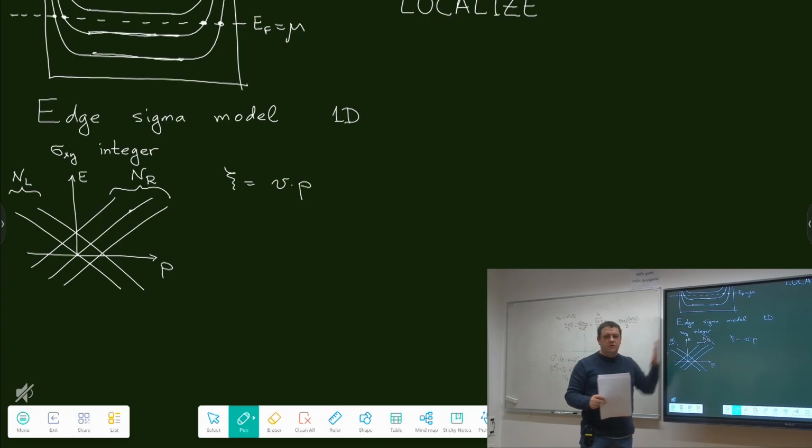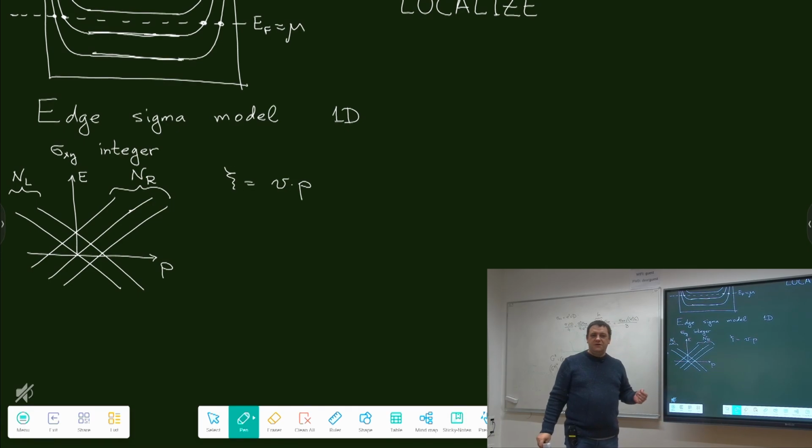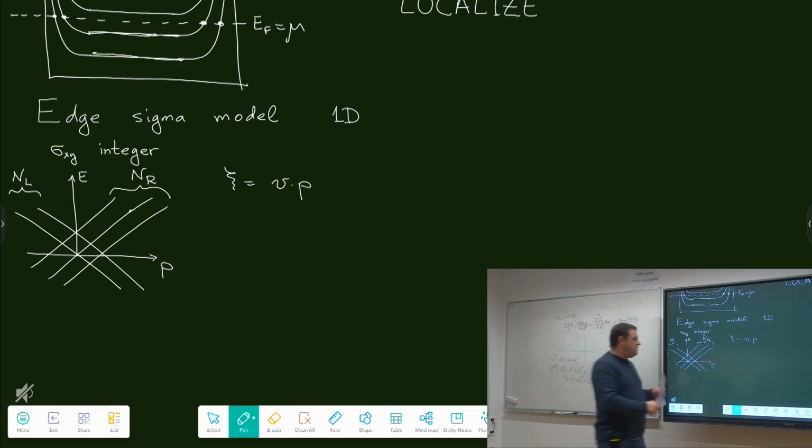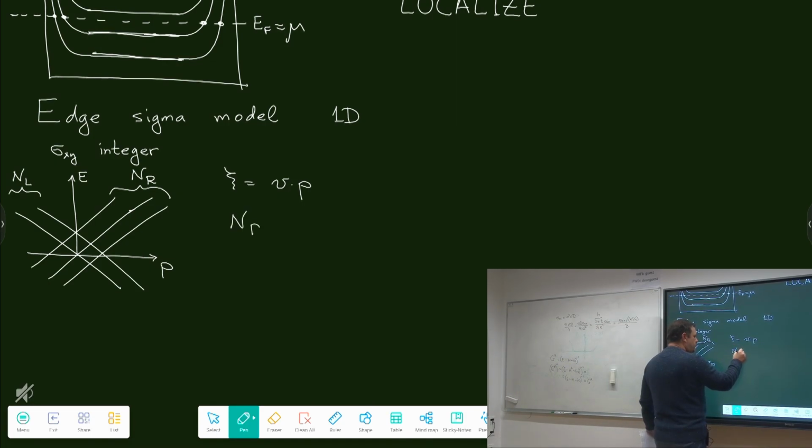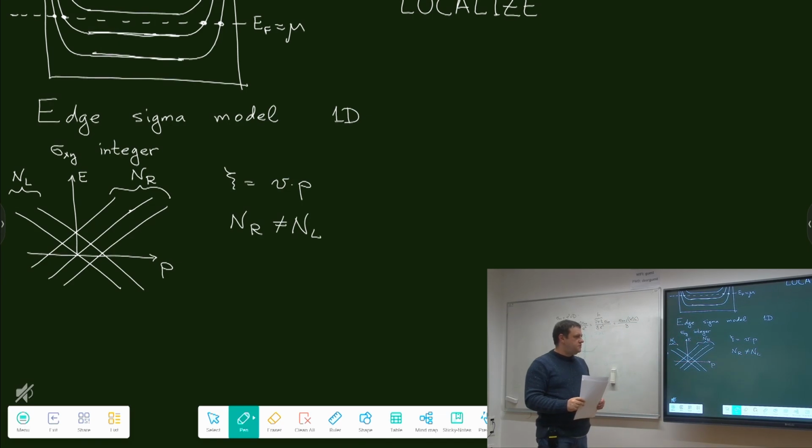I can of course assume that all modes are propagating to the right, but then there is no point in doing any theory, because whatever you do, they still propagate to the right. If we have modes that propagate in both directions, we can do some meaningful scattering. We can scatter from here to there, and there is a chance to localize at least something. But if the two numbers, right and left, are not equal, we will not localize all of them. We still will end up with some number that is not localized. So I will assume that the number of right and left modes is different.